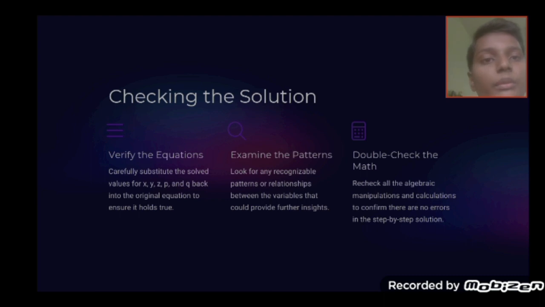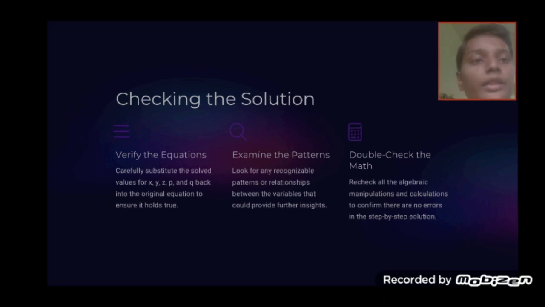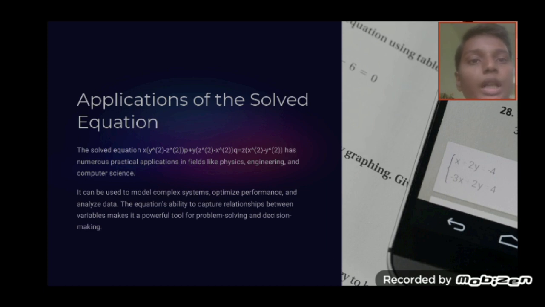Checking the solution. Verify the solution carefully. Substitute the solved values for x, y, z, p and q back into the original equation. Ensure it holds true. Examine the patterns: look for any recognizable patterns or relationships between the variables that could provide further insights. Double check the maths: recheck all the algebraic manipulations and calculations to confirm there are no errors in the step-by-step solution. Applications of the solved equation.